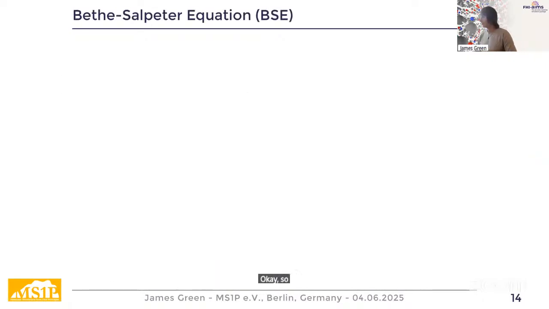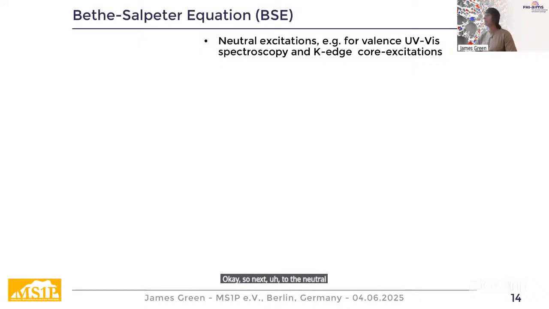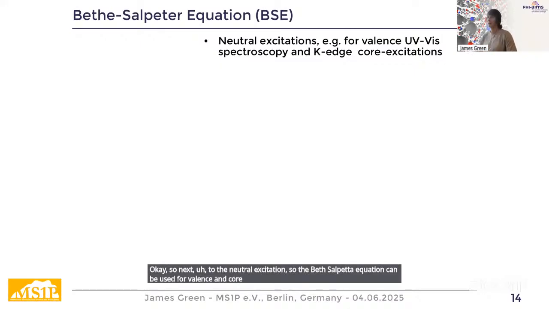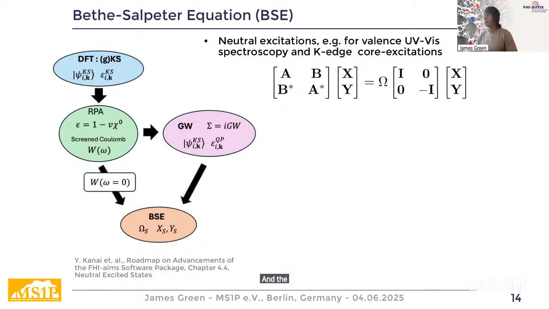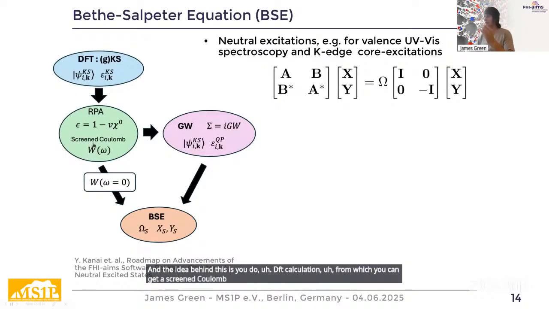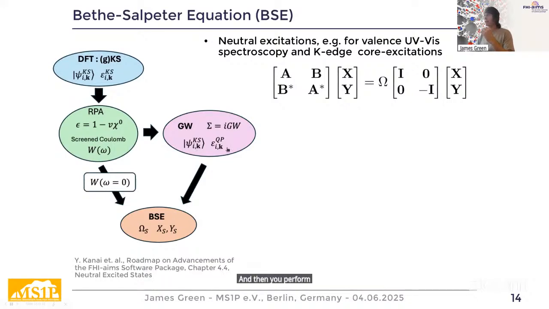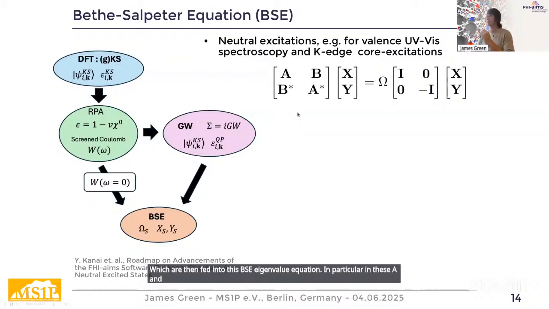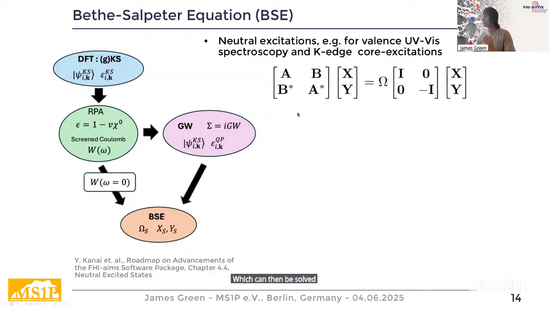Okay, so next to the neutral excitations. The Bethe-Salpeter equation can be used for valence and core excitations. And the idea behind this is you do a DFT calculation from which you can get a screened Coulomb interaction with the random phase approximation. And then you perform a GW calculation to get quasi-particle energies, which are then fed into this BSE eigenvalue equation, in particular in these A and B matrices, which can then be solved to get neutral excitation energies.